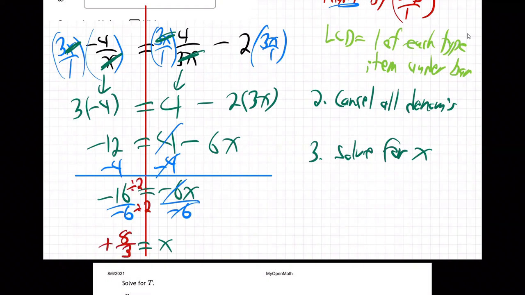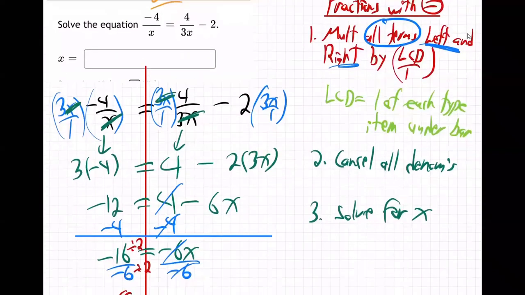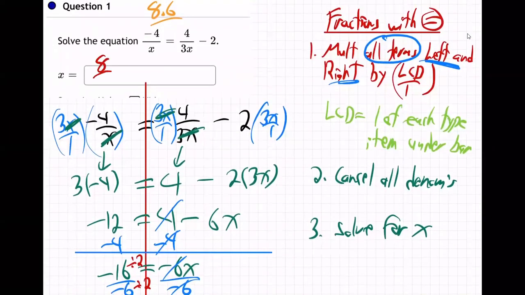And it's positive because 2 negatives make a positive. So there's our answer, positive. That's what they want up here. X is 8/3. That's the solving of the equation. That's the value of x that makes this equation true.